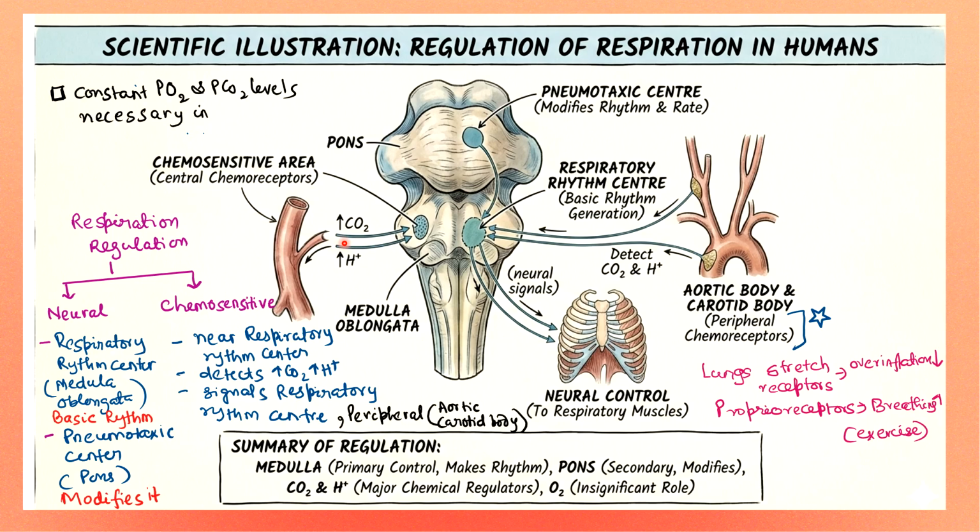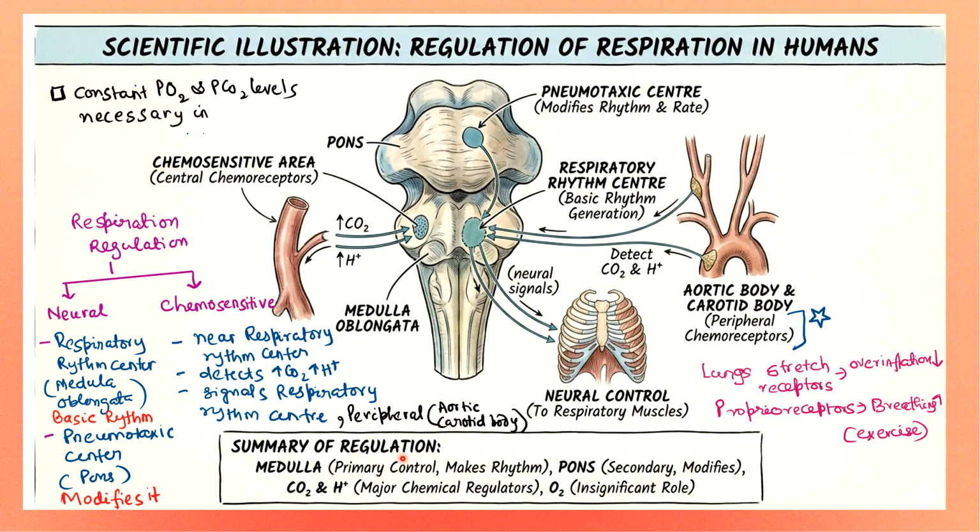It can detect high carbon dioxide concentration and high H plus ion concentration in the blood, and it signals the respiratory rhythm center, which again signals the respiratory muscles. So the lungs can stretch, and breathing can increase because of this process. We also have peripheral chemoreceptors present in the aortic body and the carotid body, and they can also detect carbon dioxide and H plus ion concentration.